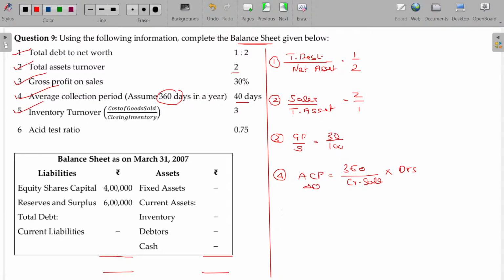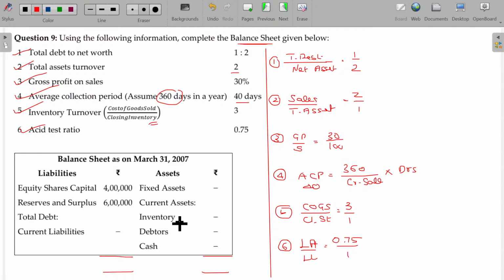Inventory turnover ratio. The formula is directly given, so you have to take the cost of goods sold divided by closing inventory. 3 bar 1. Acid test ratio, also called liquid ratio: liquid assets by liquid liabilities. 0.75 divided by 1.